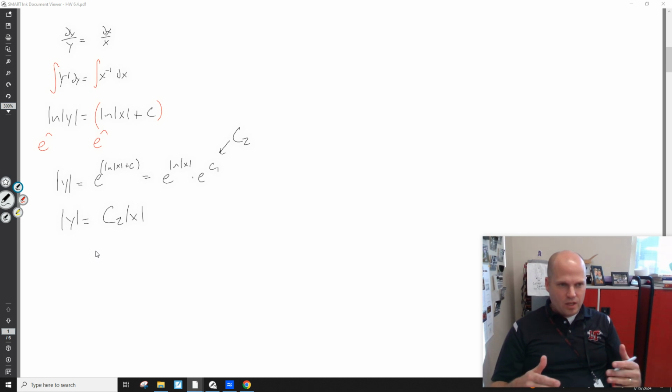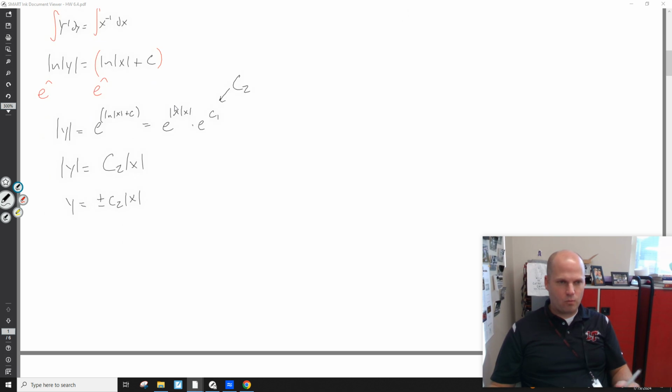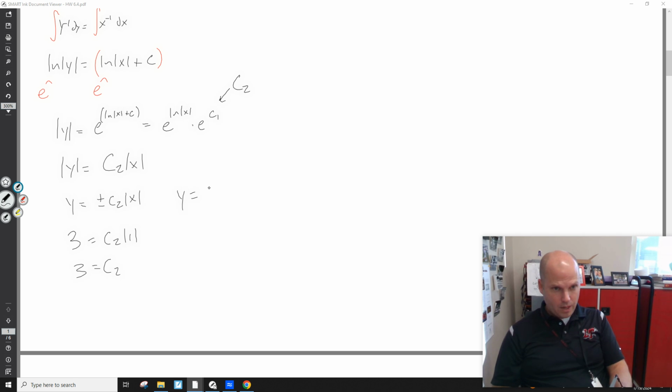We'll get rid of the absolute y by making this a plus or minus. We won't get rid of the absolute x. That'll stay, but it won't really matter. Again, you'll just kind of ignore them, but your answer should have an absolute x. I plug in 1, 3. And I get c2 equals 3. I get y equals positive 3 absolute x. Cool?